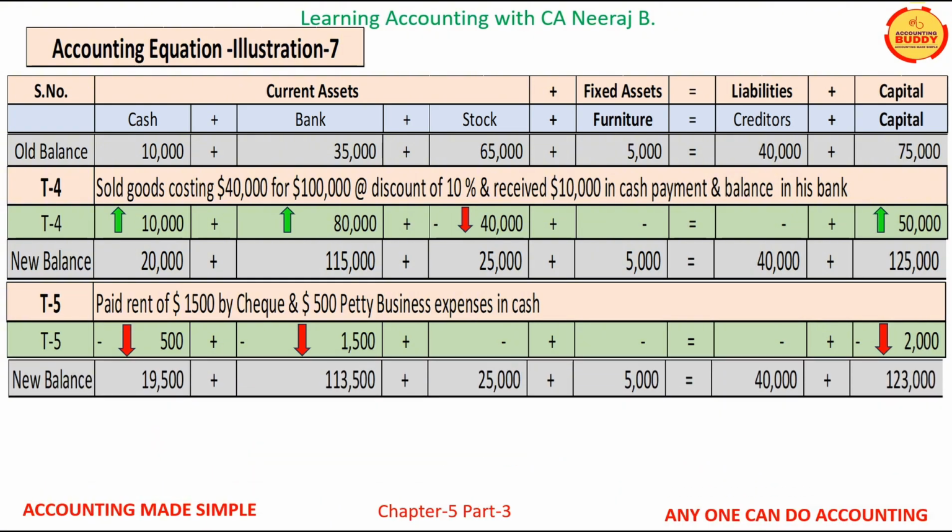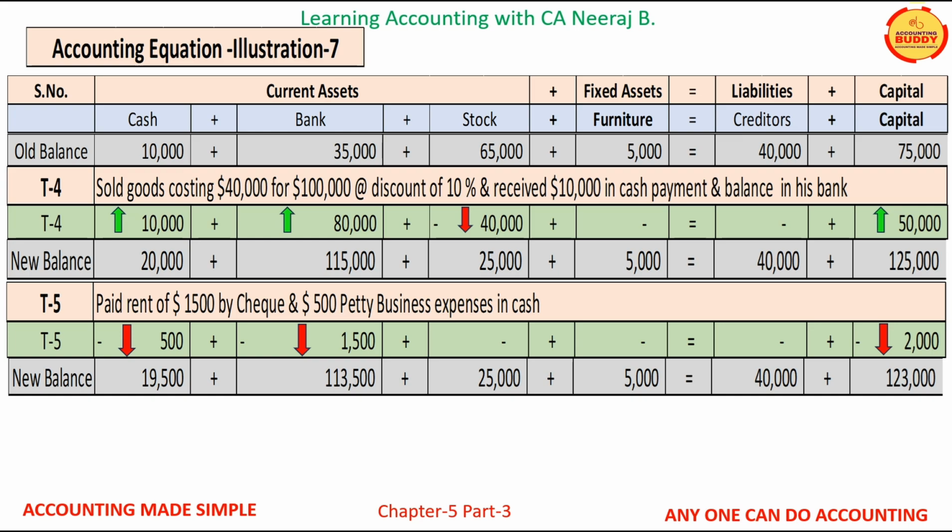Post T5 transaction, the new accounting equation will have a cash of $19,500, bank balance of $113,500, stock of $25,000, furniture of $5,000, totaling to the total assets of $163,000 on the left hand side of the accounting equation. And on the right hand side, we have $40,000 of liabilities and $125,000 of capital.